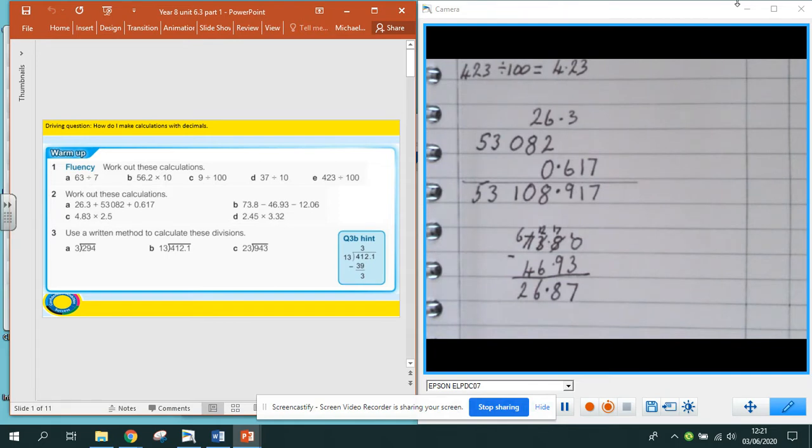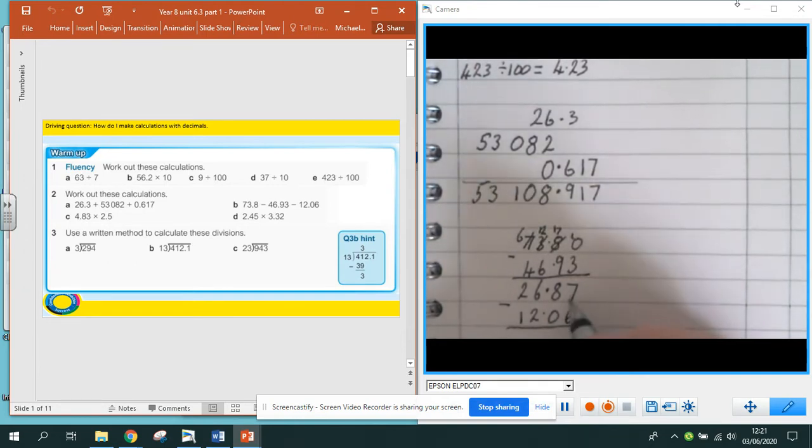And now from that answer, I'm going to subtract 12.06. So 7 take away 6 is 1, 8 take away nothing is 8, 6 take away 2 is 4, 2 take away 1 is 1. So my answer is 14.81. And now we're getting back onto things that we should be a little bit more familiar with.